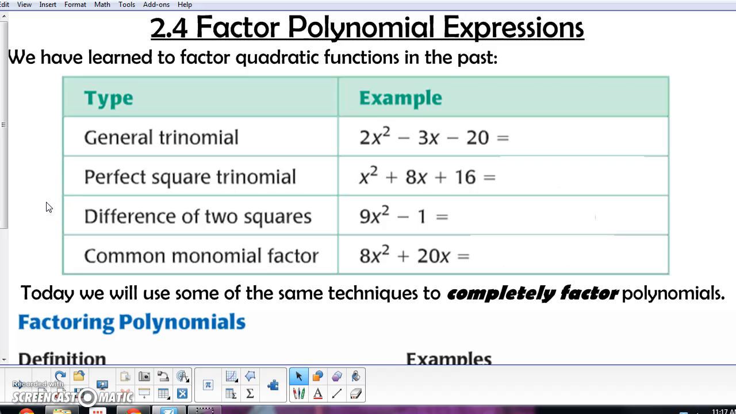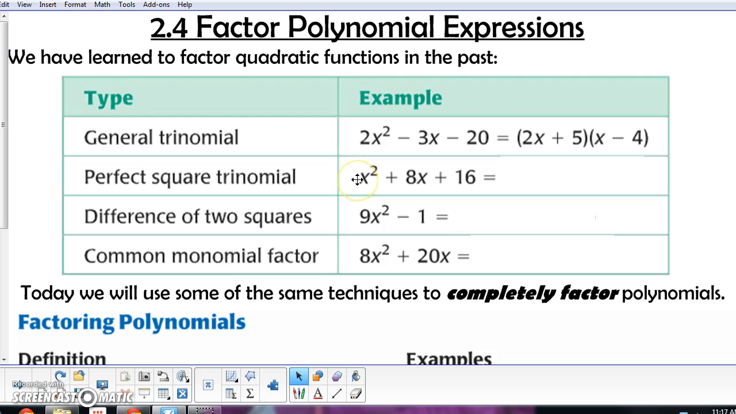Hello, algebra students. In this lesson, we're going to be learning how to factor polynomial expressions. Now, in the past, we've learned how to factor quadratic expressions, such as the ones you see here in the table. This general trinomial here, if factored using the British method, for instance, would give us an expression something like this. So 2x plus 5 times x minus 4.